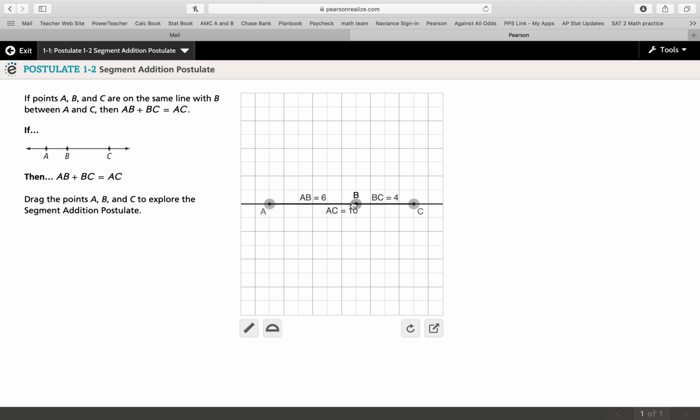The only time that would change is if I was to move C. Because now C is getting bigger, and I move C all the way out to here. Okay. Now the distance between A and C is 12. AB is 7.2 and BC is 4.8. 7.2 plus 4.8 is 12. So the segment addition postulate just says that if you were to add two parts of the segment, you would get the entire segment.